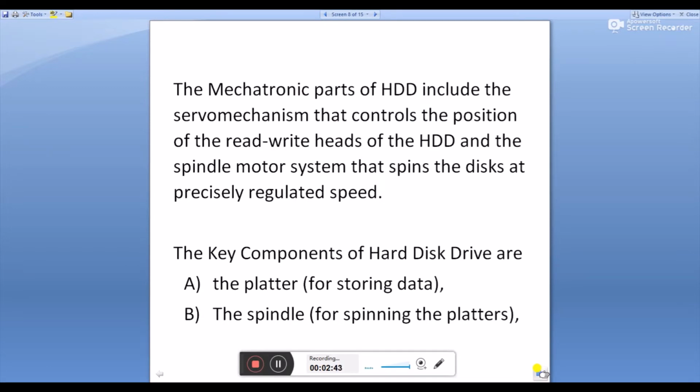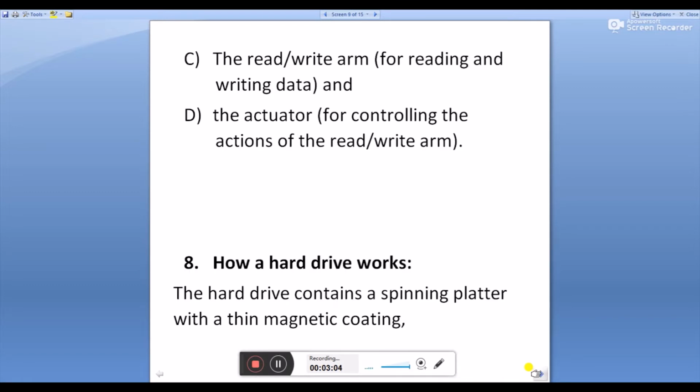The mechatronics part of the hard drive includes the servo mechanism that controls the position of the read-write heads of the hard disk drive, and the spindle motor system that spins the disk at a precisely regulated speed. The key components of hard disk drives are the platters for storing data, the spindle for spinning the platters, the read-write arm for reading and writing data, and the actuator for controlling the actions of the read-write arm. So how do these components work together to enable us to store a digital document?